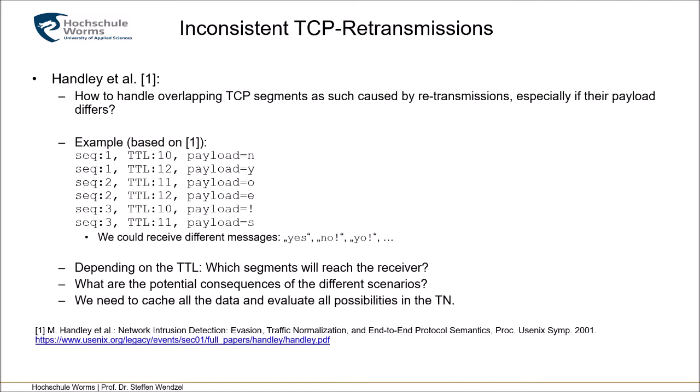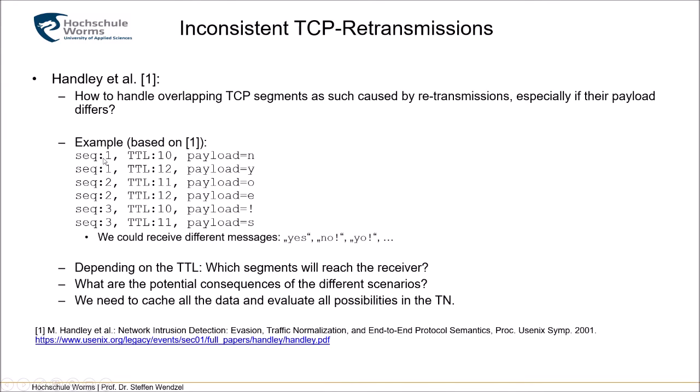There are also certain other problems with traffic normalizers. There's an excellent paper by Handley et al., published already in 2001, but it's so good I still cite it, and I cited it a lot in my own publications. They asked the question of how to handle overlapping TCP segments, such as those caused by retransmissions, especially if their payload differs. They gave this example.